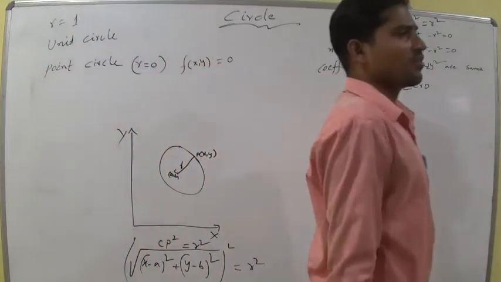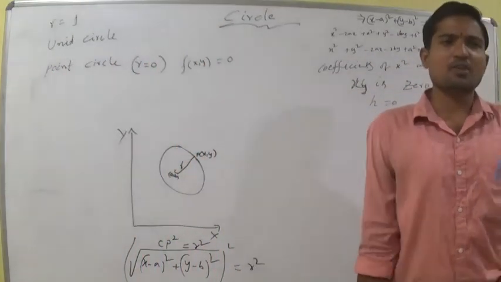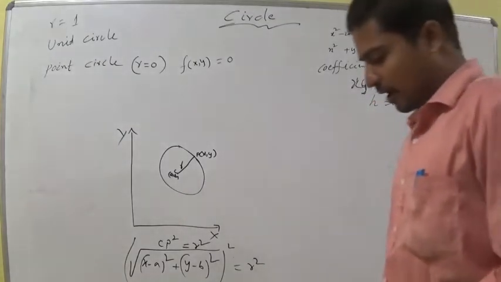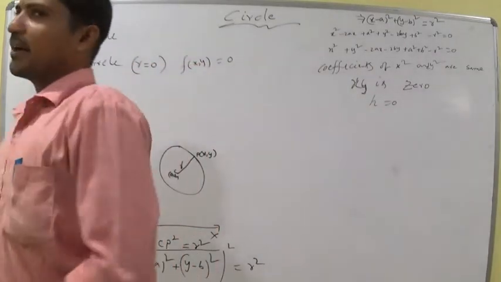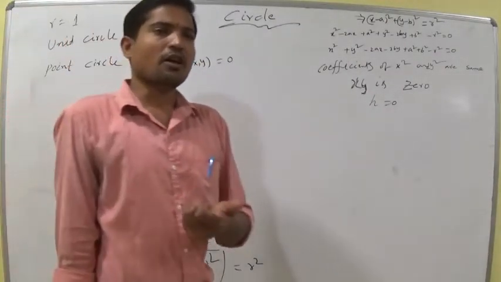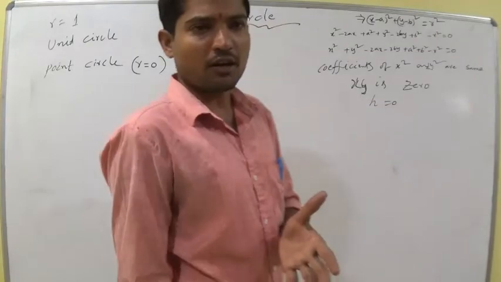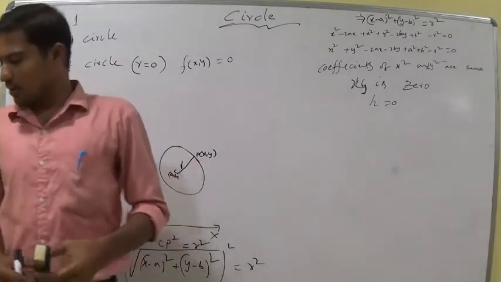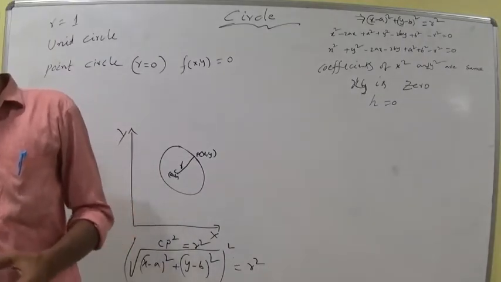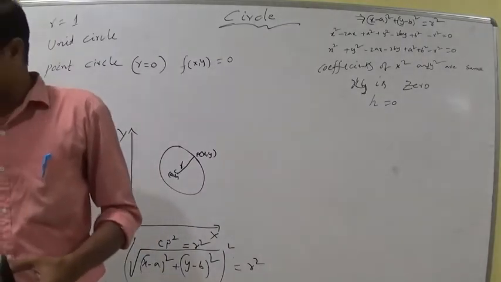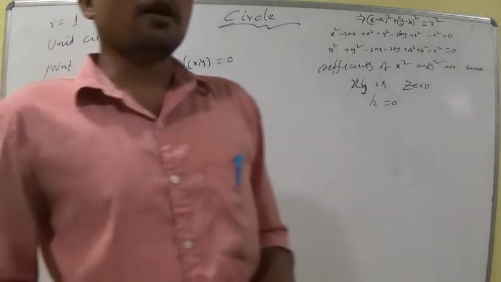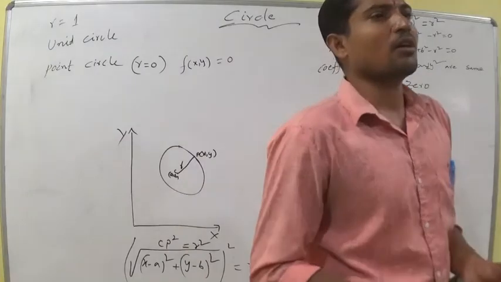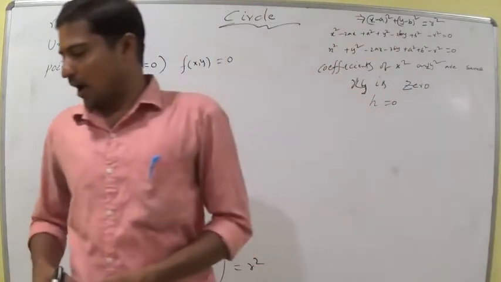Here x square plus y square minus 2ax minus 2by plus a square plus b square minus R square is a second degree equation. Here x square and y square coefficients are equal, and the xy coefficient is 0. So the equation of a circle with center a comma b and radius R is x minus a whole square plus y minus b whole square is equal to R square.